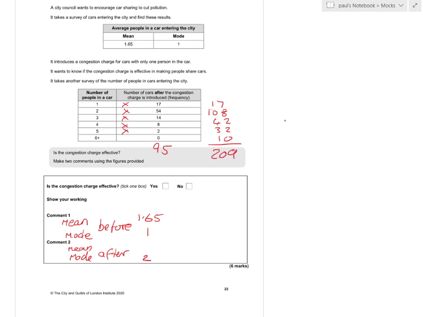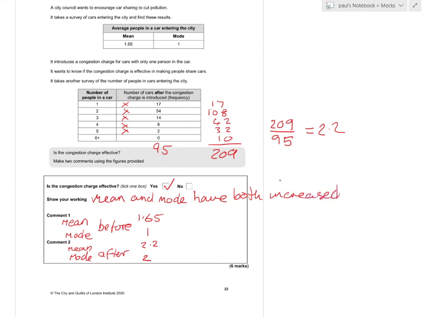So 209 divided by 95 is 2.2. So the mean number of people is 2.2. Yes, it's effective because the mean and the mode have both increased.